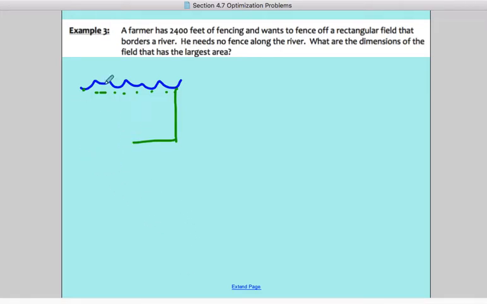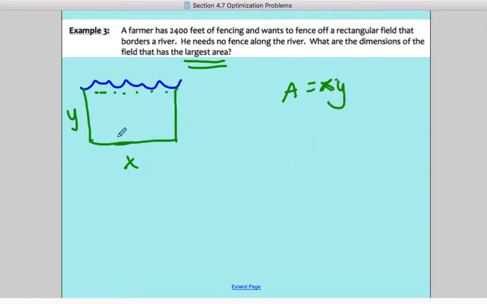Okay, so we want to maximize area. So we're going to take the derivative of the area equation. So let's think about it. What would the area of this be? I'm going to call this x and y. So area will equal x times y.